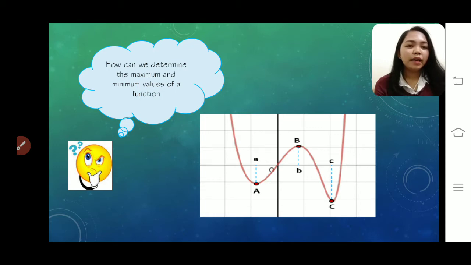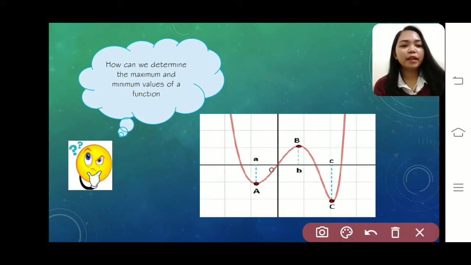Here we can easily identify the maximum and minimum values of the function. For the minimum value, we can say that the minimum value of the function is at x equals c. Since this is the minimum point, the maximum value would be at the maximum point b.